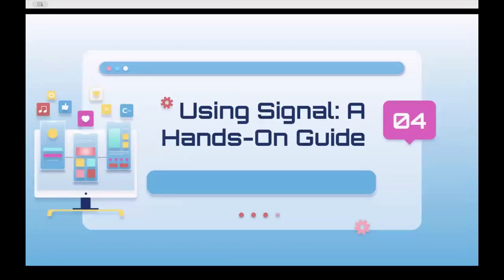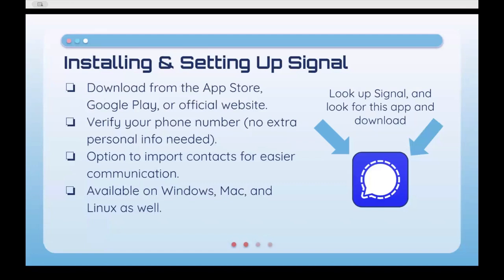And lastly, using Signal, a hands-on guide. Installing and setting up Signal. First, you want to download from the App Store, Google Play, or official website. Verify your phone number. There's no extra personal info needed, whether it's a first name, last name, or email, or even address for some reason on certain apps.